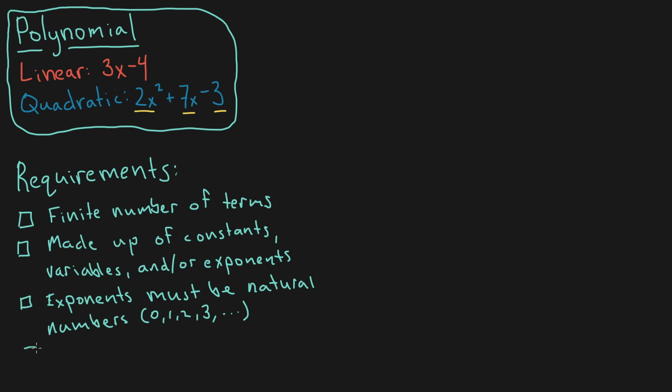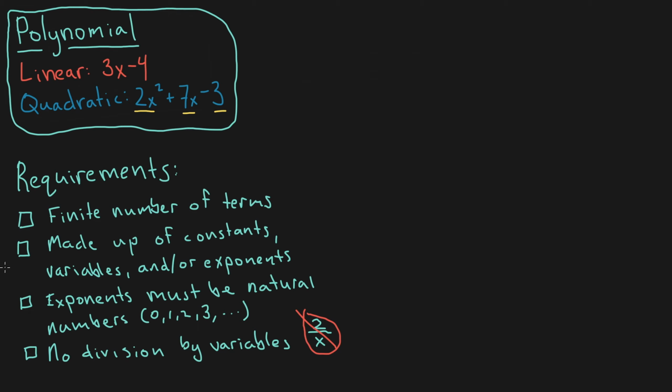And then finally, for an expression to be a polynomial, we must have no division by variables. No division by variables. So for example, division by a variable would be like a term that was 2 divided by x. We cannot have that because that would be division by a variable. So none of that. So these are the requirements for something to be a polynomial.